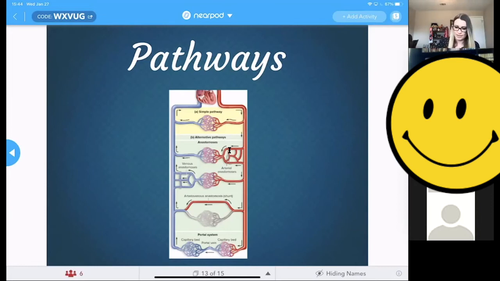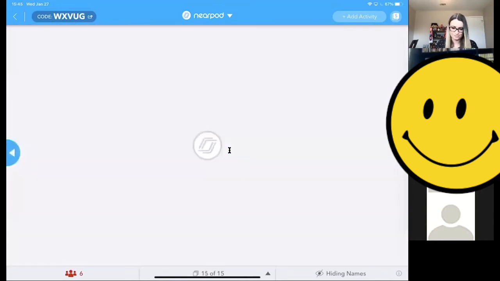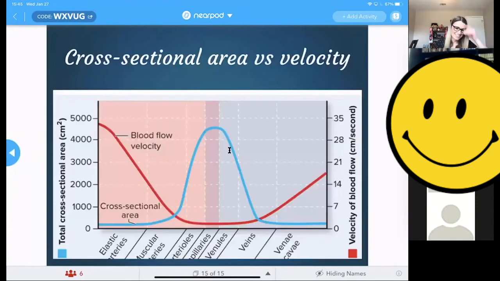So that is portal system. So these are our different pathways here. So again, if you hear anastomosis, think about connections between vessels, and then we can have different types there. So let's go and see what we have next. Oh, I already asked you that. I forgot I had it as a question.